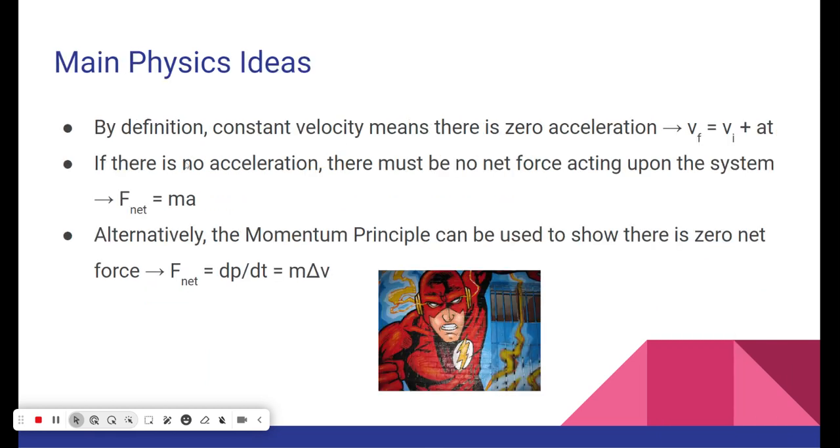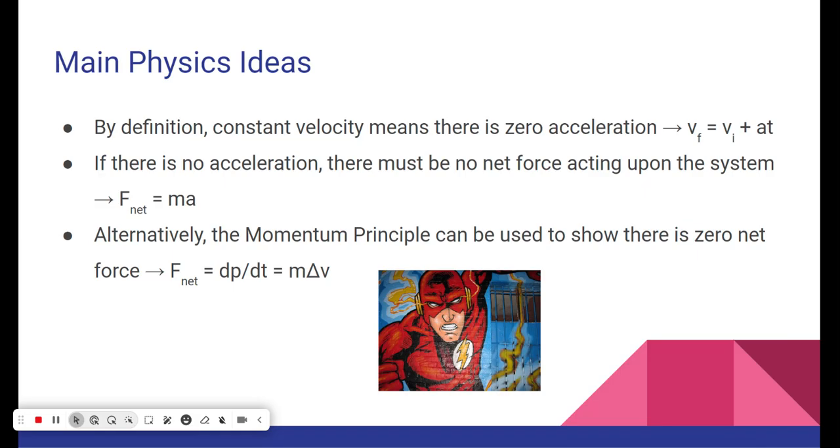Some physical ideas we use here include that, by definition, constant velocity means there is zero acceleration. And if there's no acceleration, there also must be no net force acting upon the system, because F net equals ma per Newton's second law, and if a is zero, then F net is also zero by default.